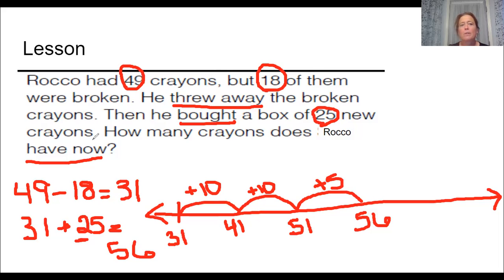All right, remember, you always need to go back to the question and make sure that the number you came up with answers that question.